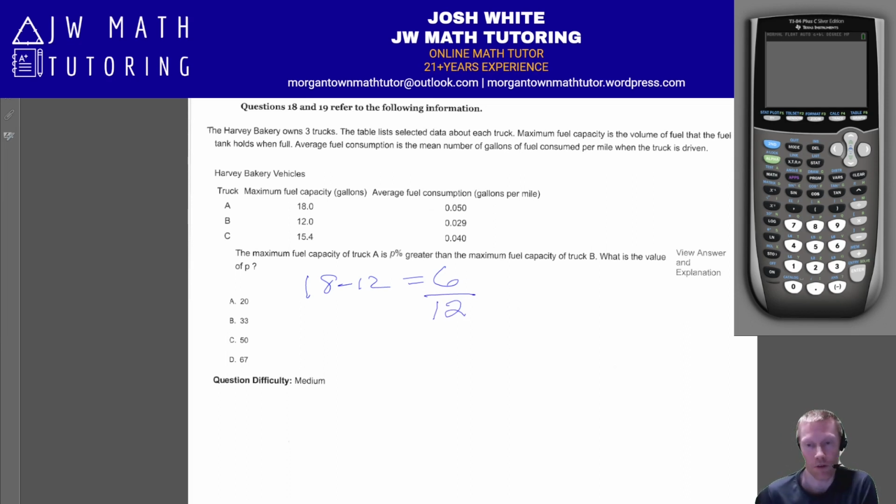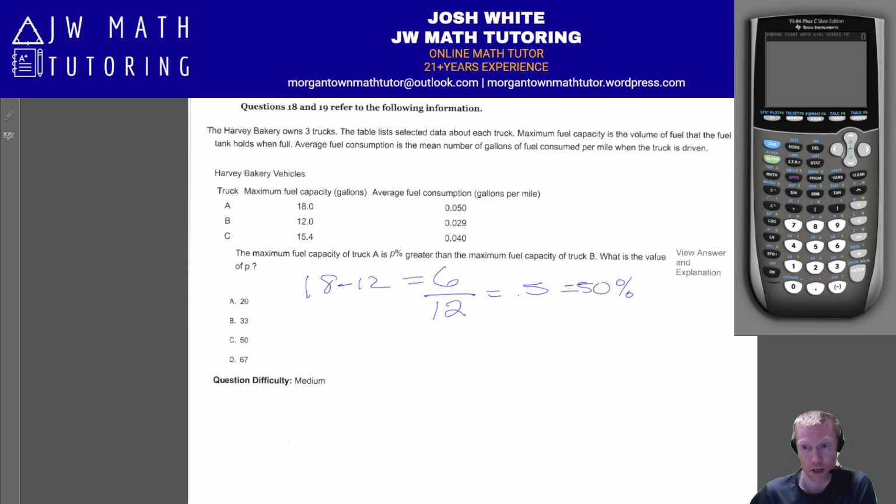Really here what we're doing is we're calculating percentage increase, and the way we do that is we do new minus old divided by old. And in this case, the 12 is the old and the 18 is the new, because they're comparing truck A, because it says truck A is P% greater than truck B. So because of the wording where truck A comes first and truck B comes second, that's why we divide by the 12 for truck B. So if you do that, it's just 0.5, and of course that comes out to 50%.